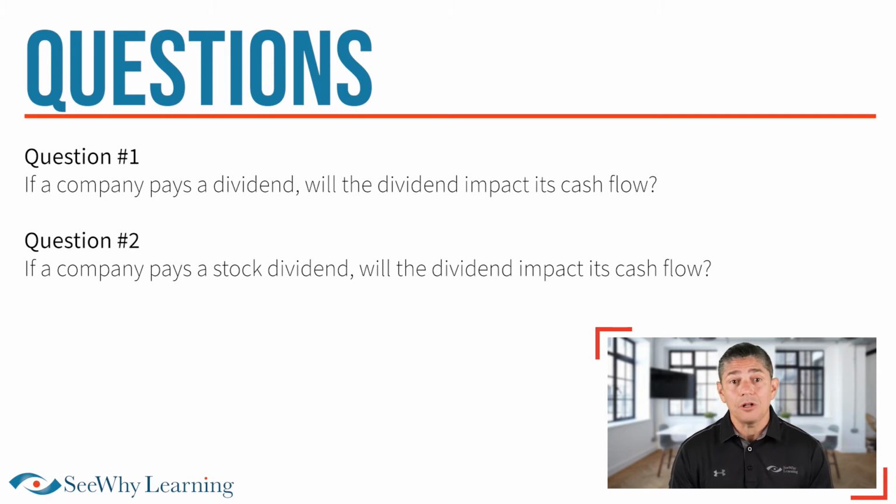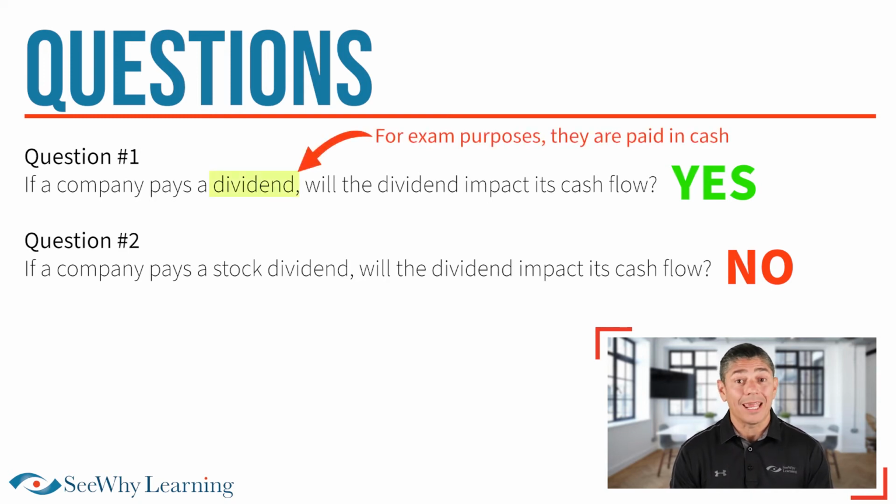It may surprise you to learn that the answer to question 1 is yes. But the answer to question number 2 is no. Like I said, wording matters. In question number 1, it says the company pays a dividend. For exam purposes, it's safe to assume the dividend is paid in cash, because most dividends are. Now with question number 2, it says the company pays a stock dividend. That is very specific and meaningful wording.